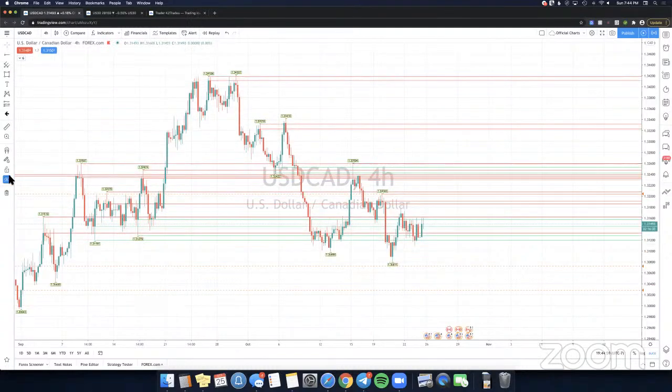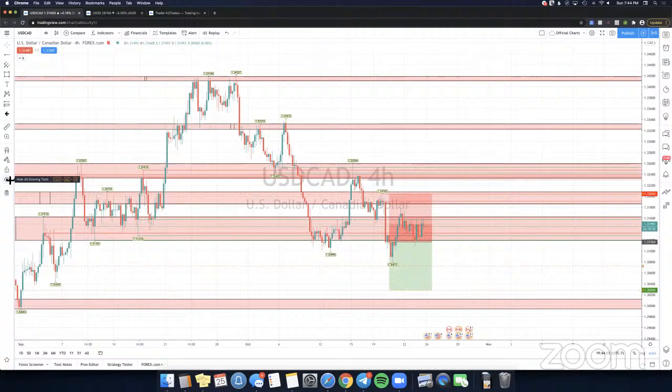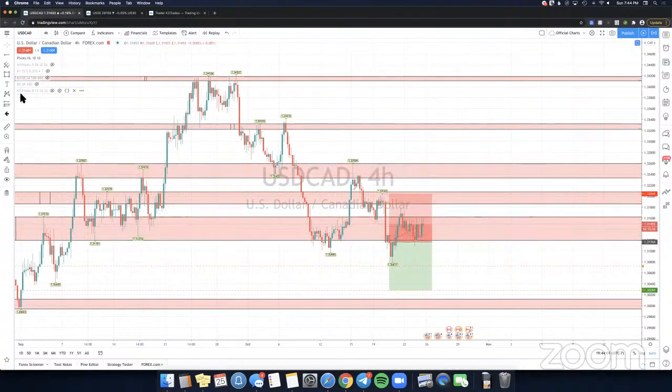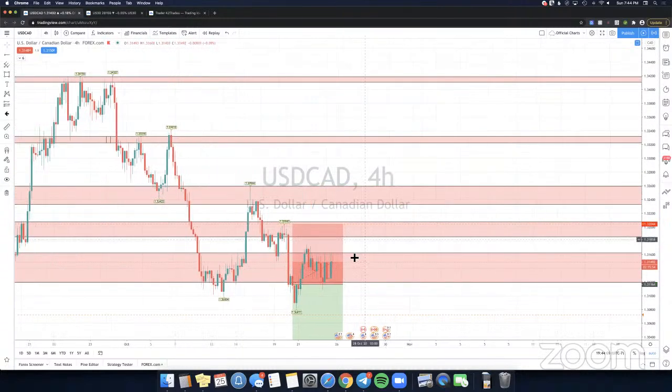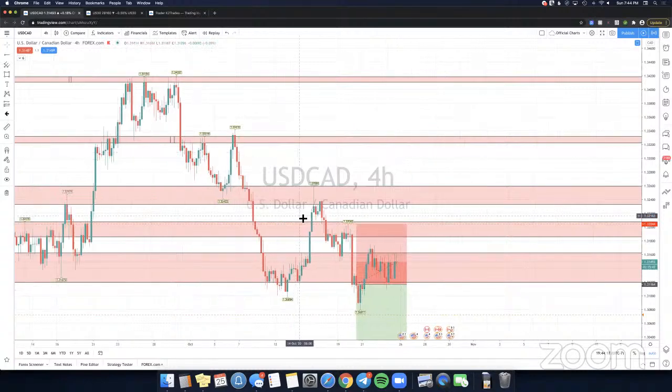Yeah, they look perfectly the same, so I'm not going to change anything. It's going to give you guys the update. Price is currently within these two zones. This upper zone is going to be 1.31620, and this lower zone down here is going to be 1.31193. So those are the zones for USD CAD.